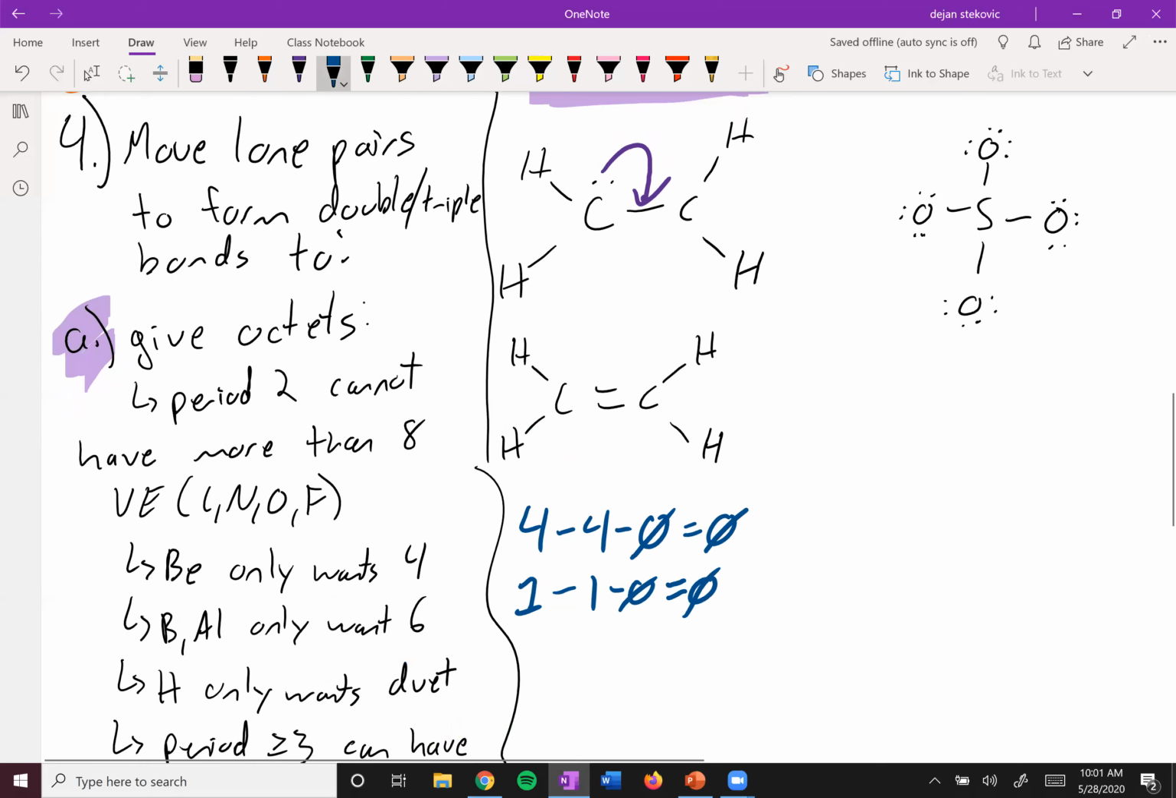So our formal charge is already 0, so this is as good as this structure is going to get, and that is the correct Lewis structure for C2H4.